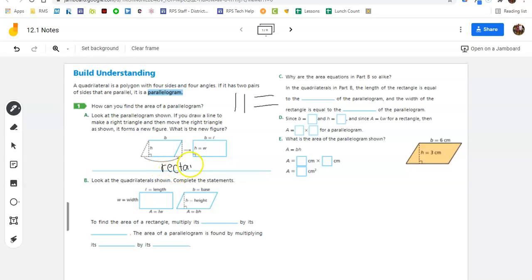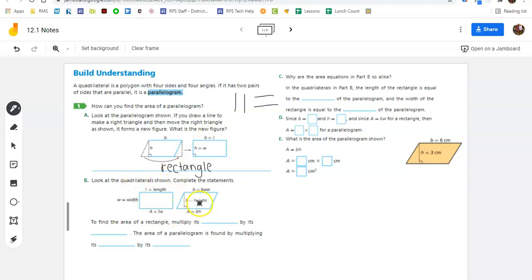And that new figure is a rectangle. So when we find a rectangle, we are taking length times width. And so when we find a parallelogram, we're taking base times height.